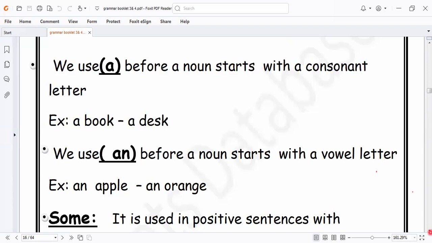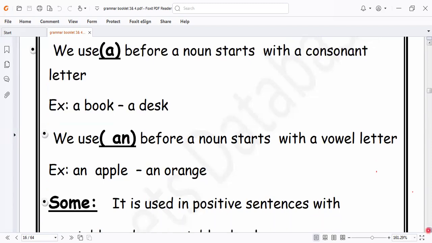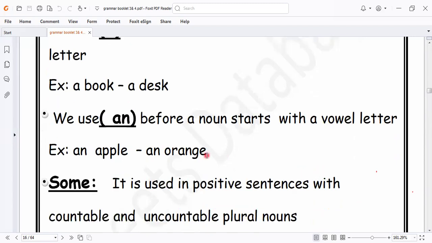I explained this in the grammar summer course. If you want to know, return to the videos and watch the video again.